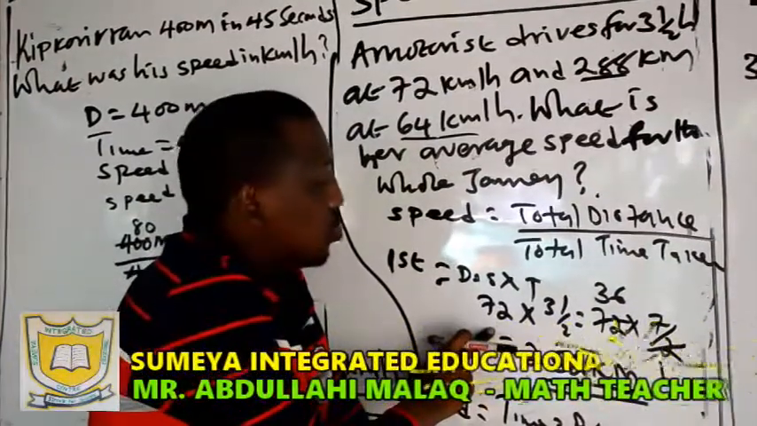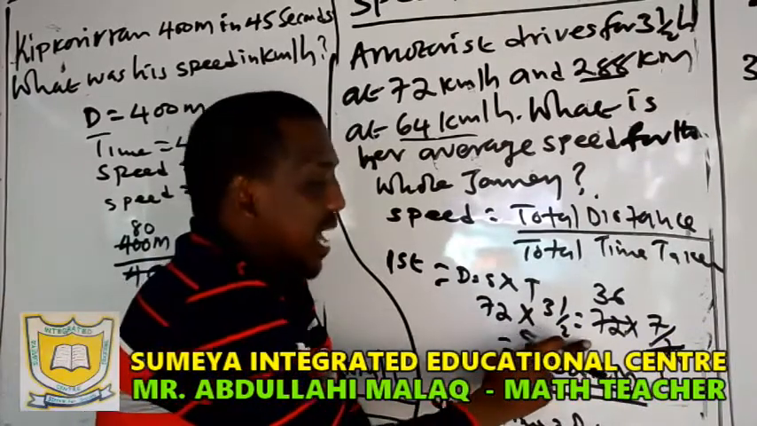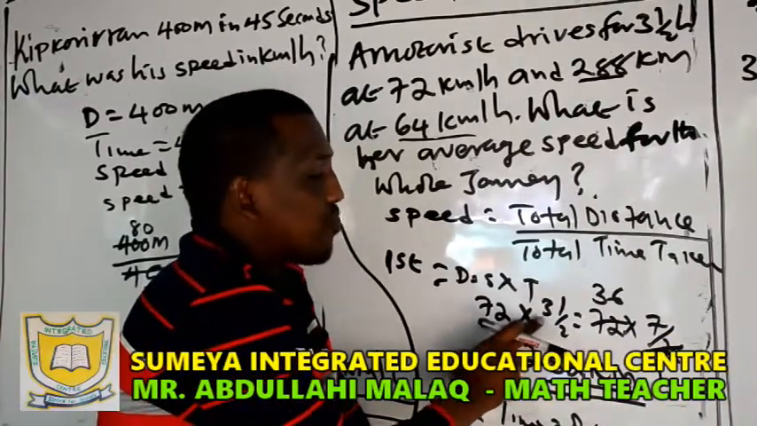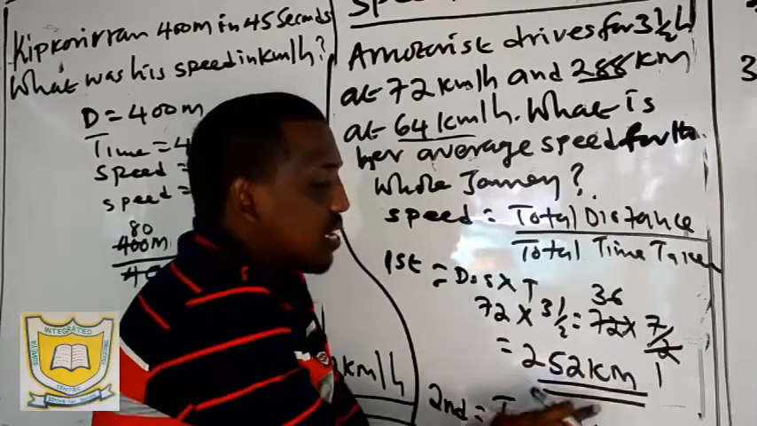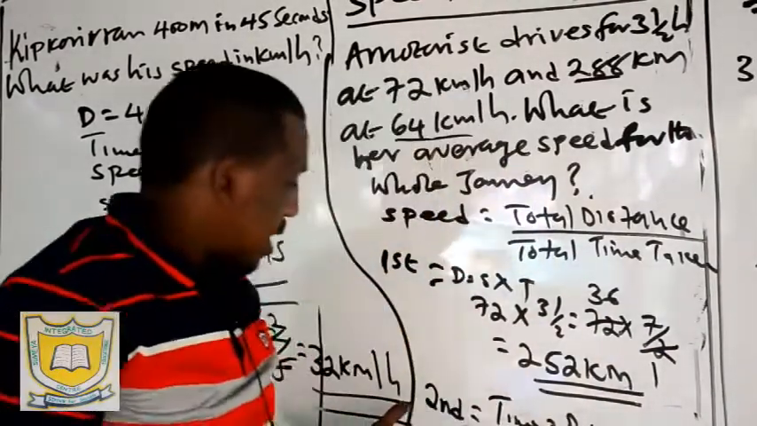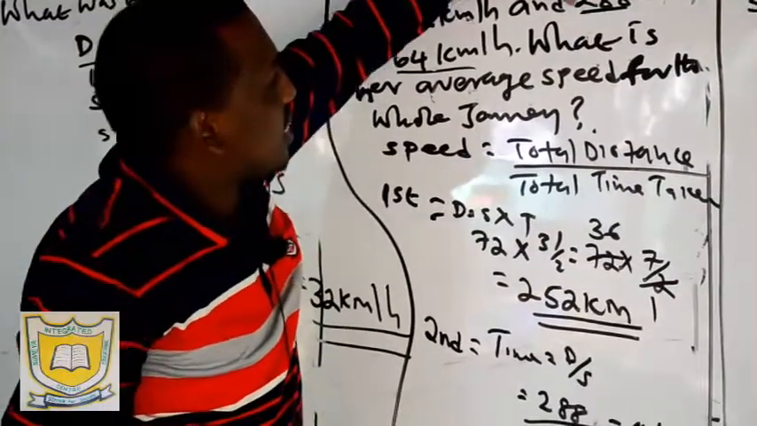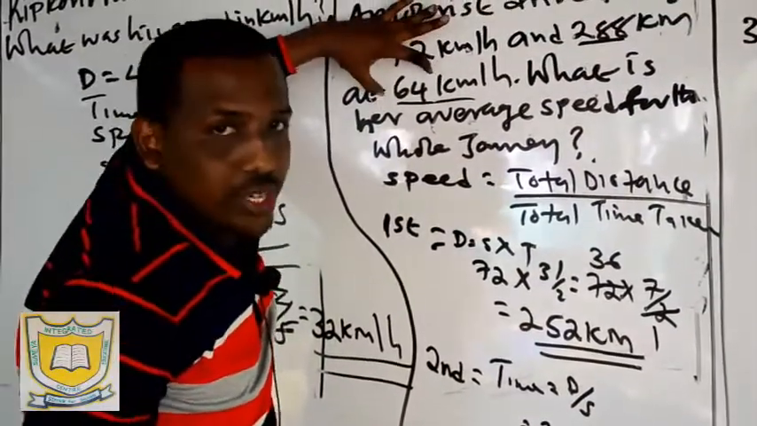Speed, which is 72 kilometers per hour, times 3.5. So you change to an improper fraction, you will get 7 over 2. So 2 into 72 is 36, and 36 times 7 gives you 252 kilometers.